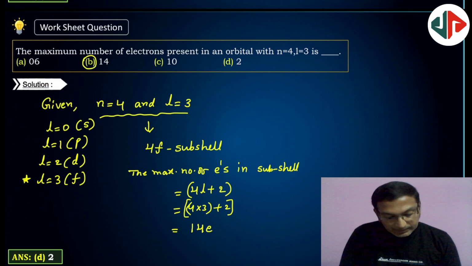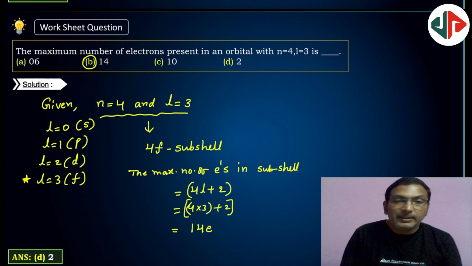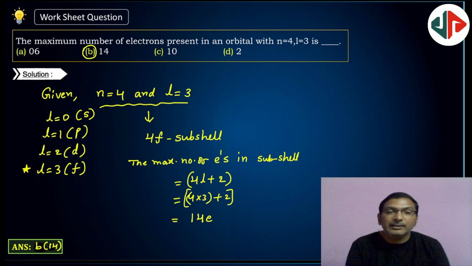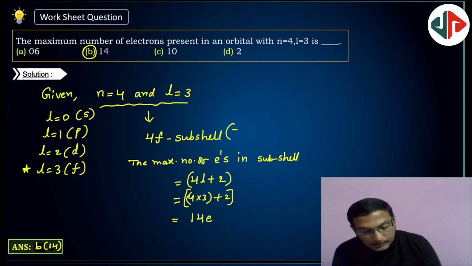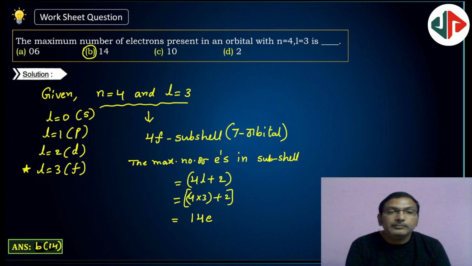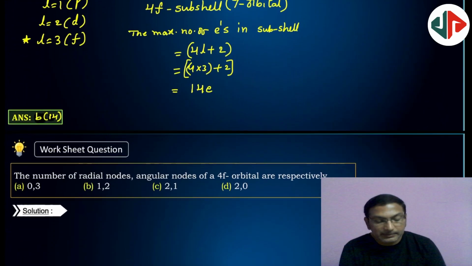So maximum number of electrons that can be present in any subshell can be calculated by using 4L plus 2. So L value 3 for F subshell, 4 into 3 plus 2. 12 plus 2, 14 electrons. 4F subshell can accommodate maximum of 14 electrons. That means 7 orbitals will be present. Each orbital capacity 2 electrons, therefore 7 orbitals, 14 electrons. Option B. Next question.